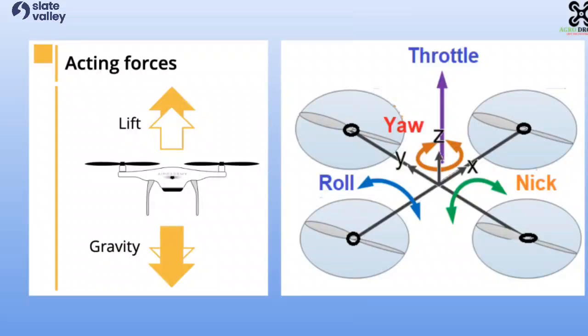And yaw is rotating the drone at the position where it holds, clockwise and anti-clockwise. The drone will be stationary, but it will rotate clockwise and anti-clockwise. That movement we call yaw. Right and left movements are called roll, and forward and backward are called pitch. I hope you all understand the terminologies: throttle, yaw, roll, and pitch.